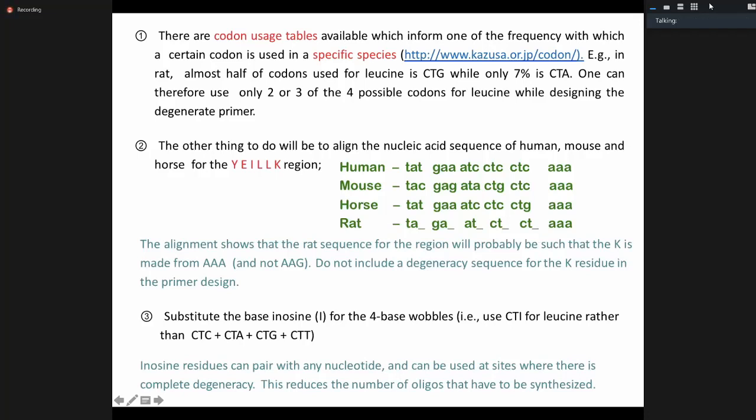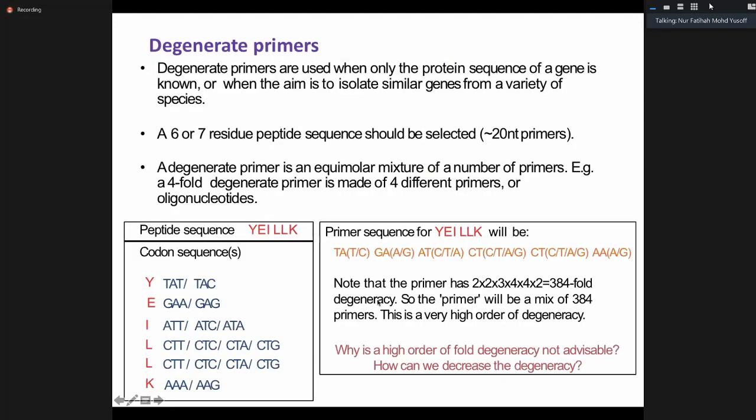The alignment shows the sequence, as I have explained before. If you look at the previous slide, K in this case can be AAA or AAG. Since in the other organisms this K is encoded by only the AAA codon, we can ignore the AAG. So at this particular position, you can design only AAA instead of AAA or AAG. All right, do you get it?